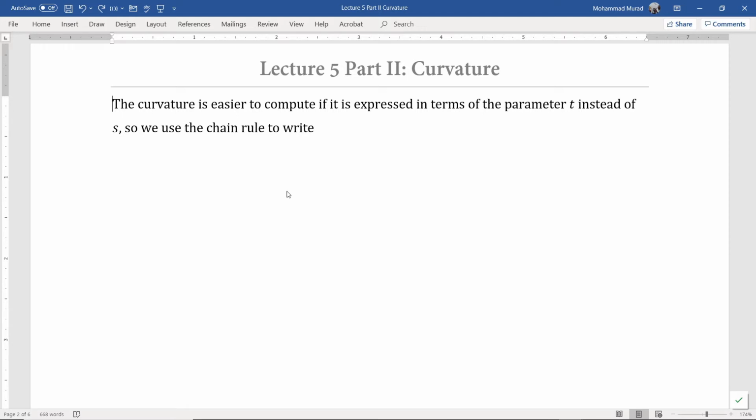The curvature is easier to compute if it is expressed in terms of the parameter t instead of the arc length parameter. So we can use the chain rule of differentiation to write the derivative of the unit tangent vector with respect to the parameter t equals the derivative of the unit tangent vector with respect to the arc length parameter times the derivative of the arc length parameter with respect to the parameter t. This is obtained by applying the chain rule of differentiation.